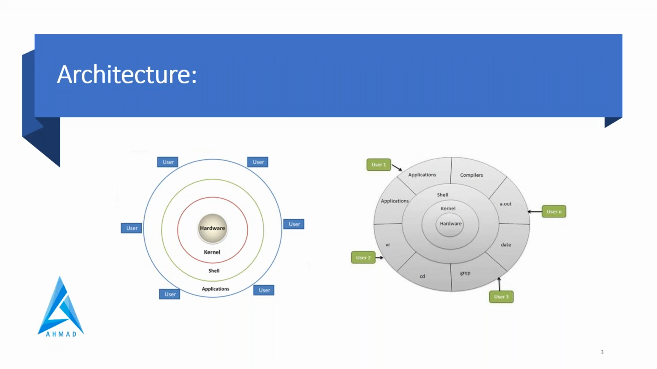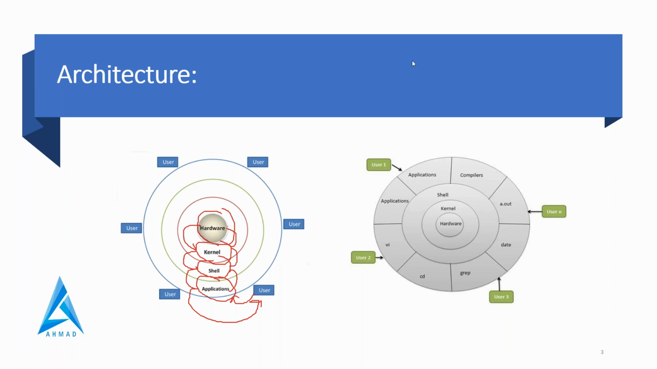We have the hardware, then kernel, then shell, then application, and surrounding them, the users. So if a user is using an application, the application will go to the shell, the shell will communicate with the kernel, and the kernel will communicate with the hardware. Then the hardware will respond to the kernel, then the shell, then the application, and then the user will get the output. So this is the way these things are done internally.